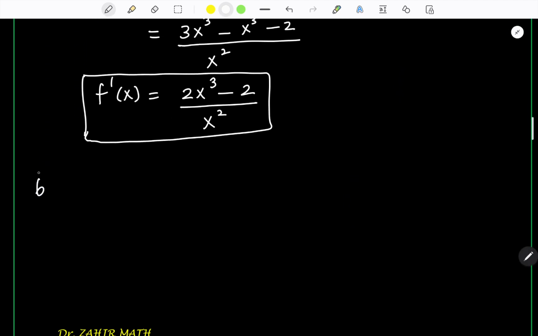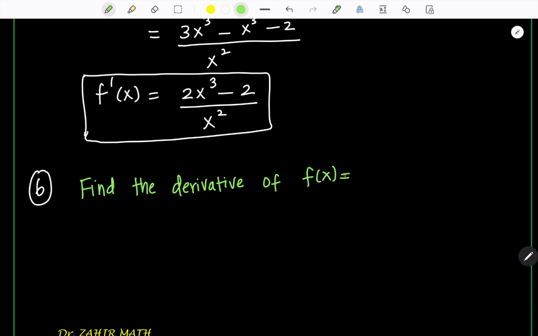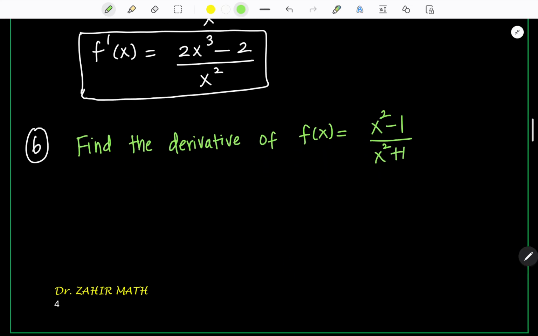Let's go to question number 6. Same idea, I'll do another question. Find the derivative of f of x equals x square minus 1 divided by x square plus 1. Right. So what's your u? This is your u, this is your v. So u is equal to x square minus 1 and v is equal to x square plus 1.